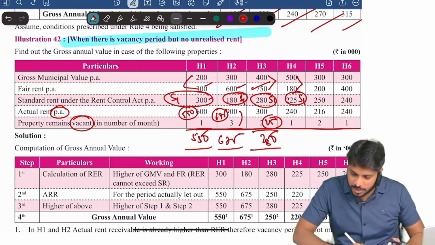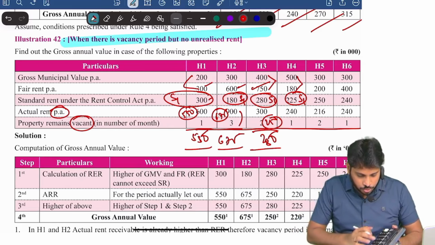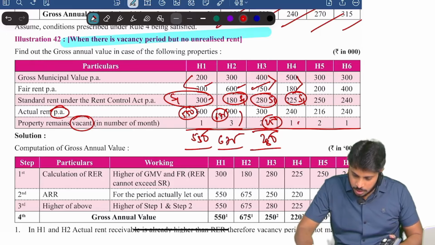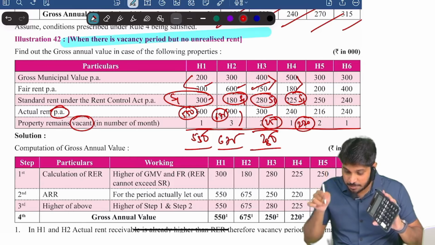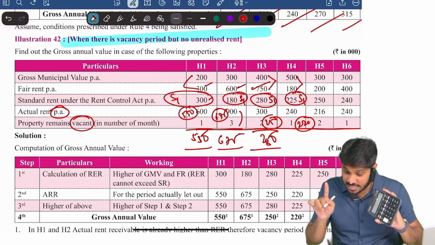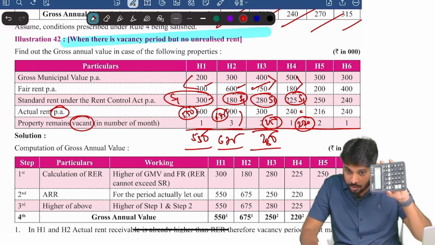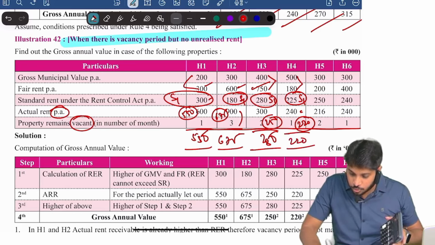500. Step number 1, 225. Yes or no? Step number 2, 240 into 11 divided by 12 is equal to 220. Again here also: step number 1, 225. Step number 2, 220, which came because of vacancy. If vacancy is not there, my step 2 would have been 240. So, therefore, the answer is actual step 2, 220.